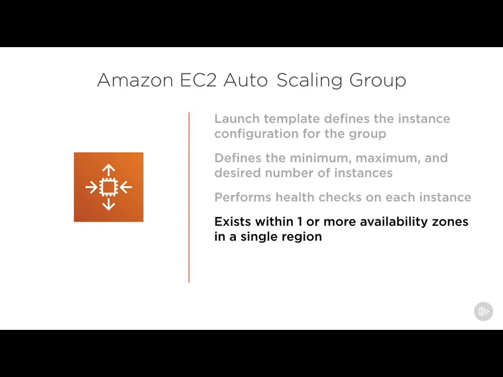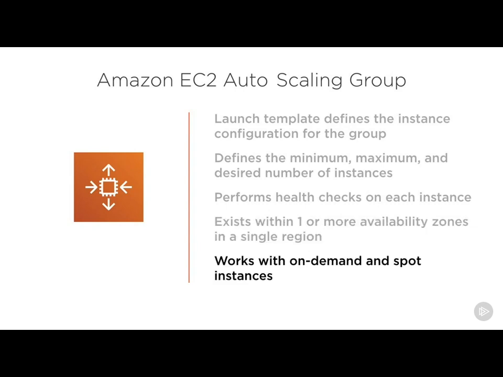Now, an auto-scaling group exists within one or more availability zones in a single region. And you usually have it span multiple availability zones because this adds a level of fault tolerance, so that even if you had a complete availability zone go down, your auto-scaling group could still be up and running. Now, this can work with on-demand and spot instances. Now, let's actually look at this in action.